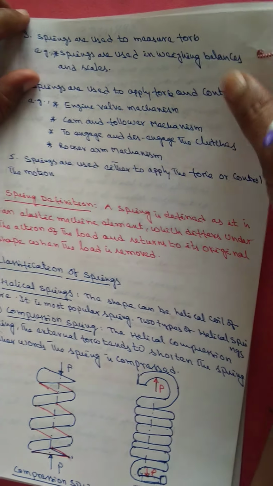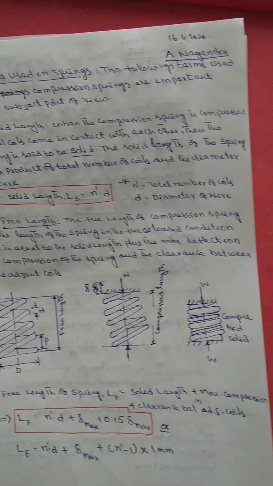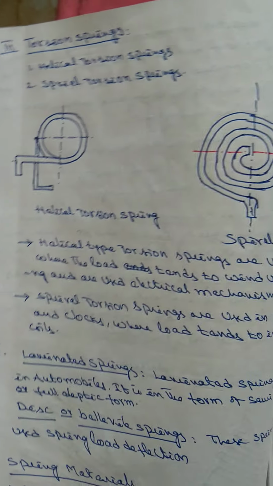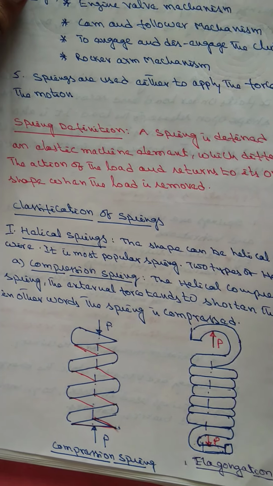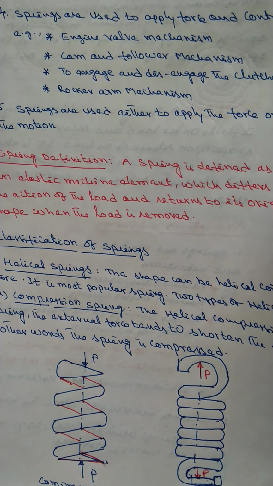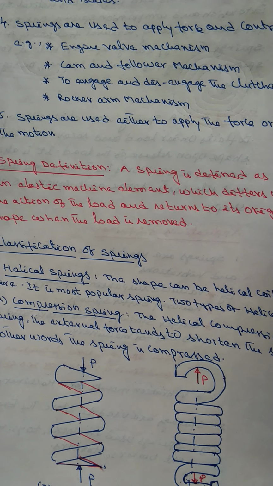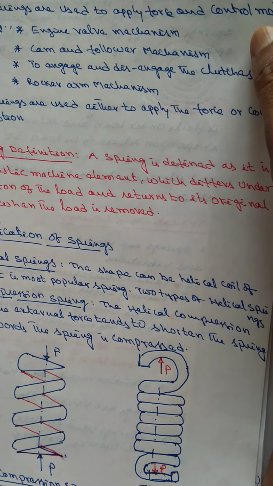Now we will see the classification of springs. The classification is: helical springs, conical and volute springs, torsion springs, laminated springs, and disc springs. These are the types of springs. First, we will see helical springs. The helical spring is the most common spring, and it is classified into two types: compression springs and closely coiled helical springs, which is subdivided into open coiled springs.